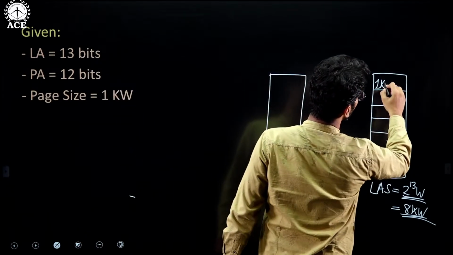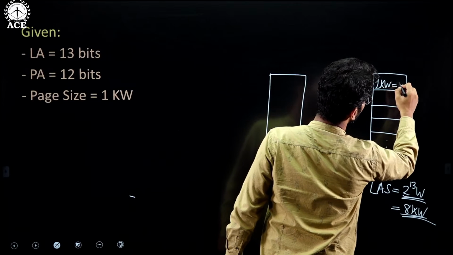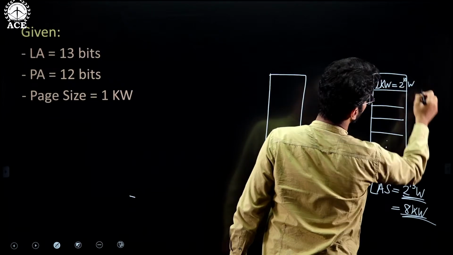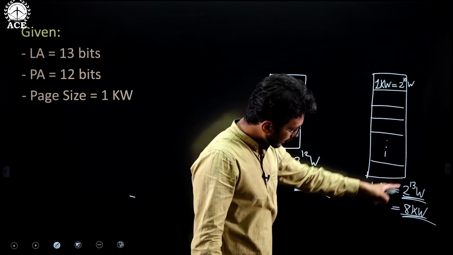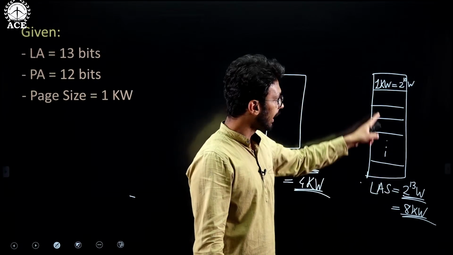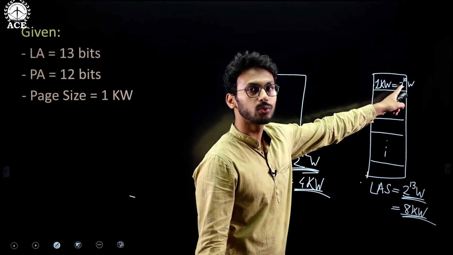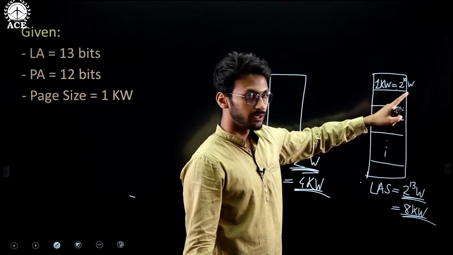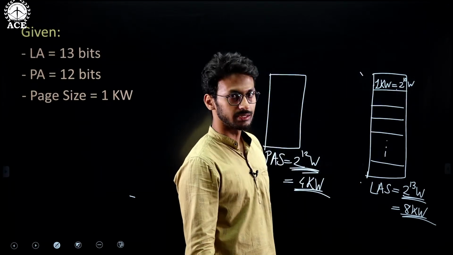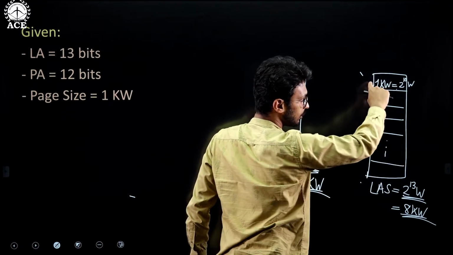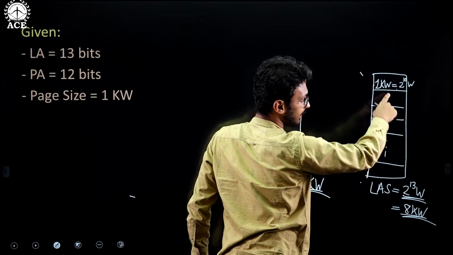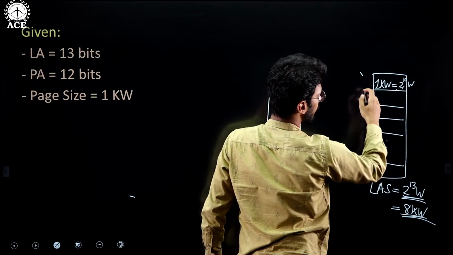1 kilo word equal to 2 raised to 10 words. So if this entire block size is 2 raised to 13 words and this small chunk is of 2 raised to 10 words, how many such chunks can there be? This is logical address space. Logical address space is divided into pages. Each page is of size 2 raised to 10 words.